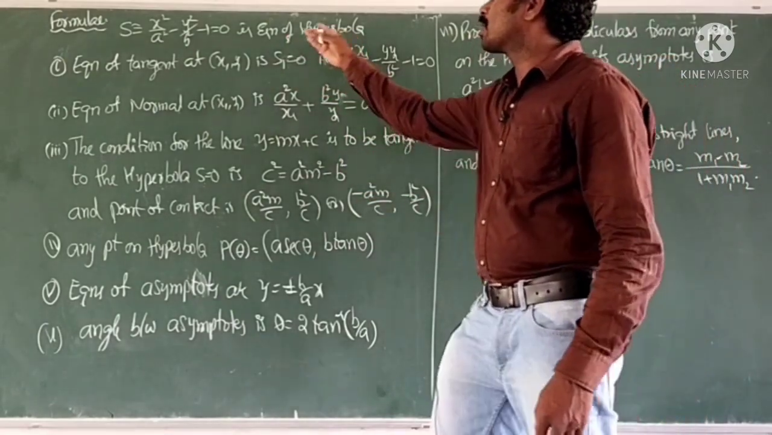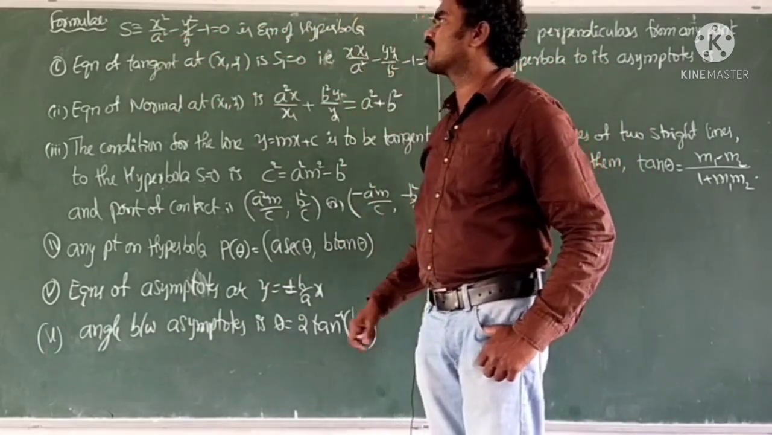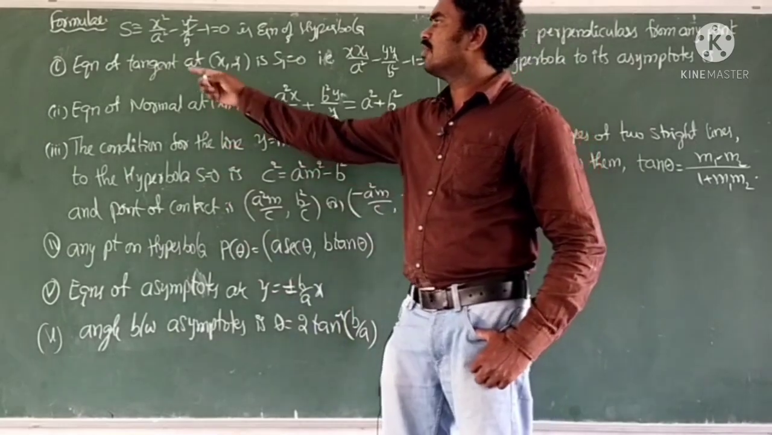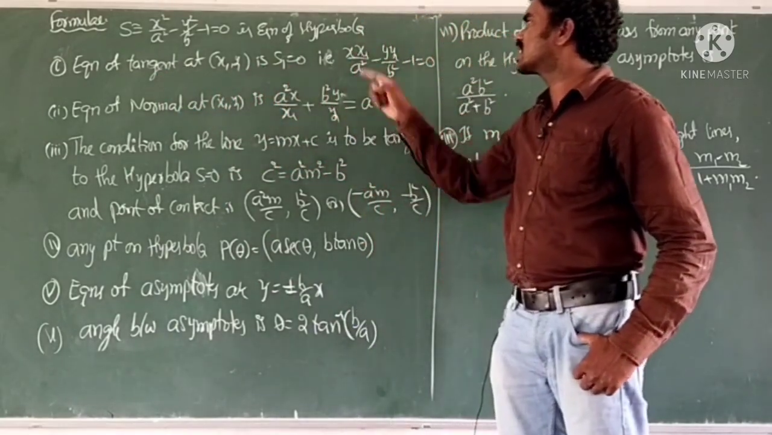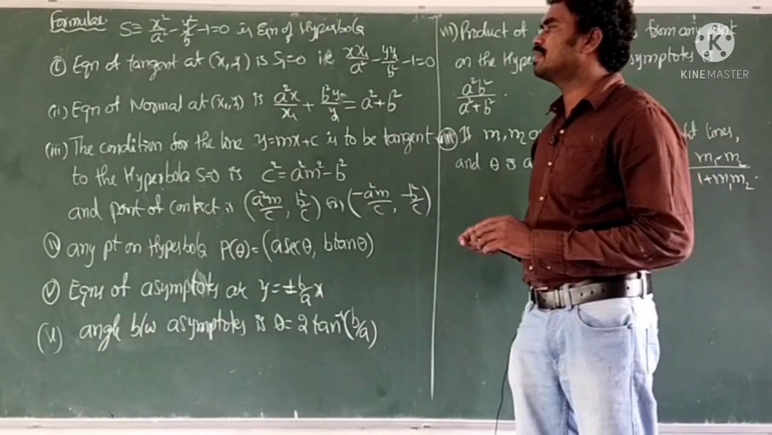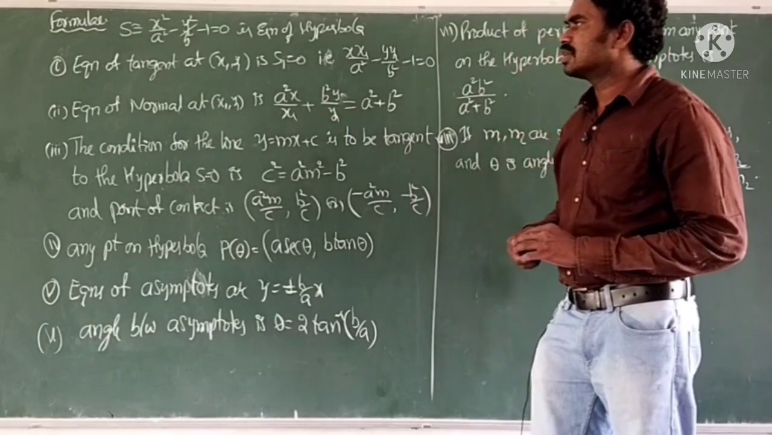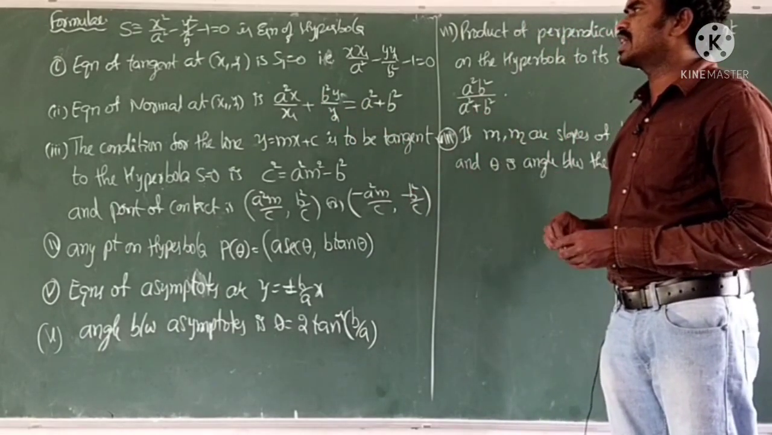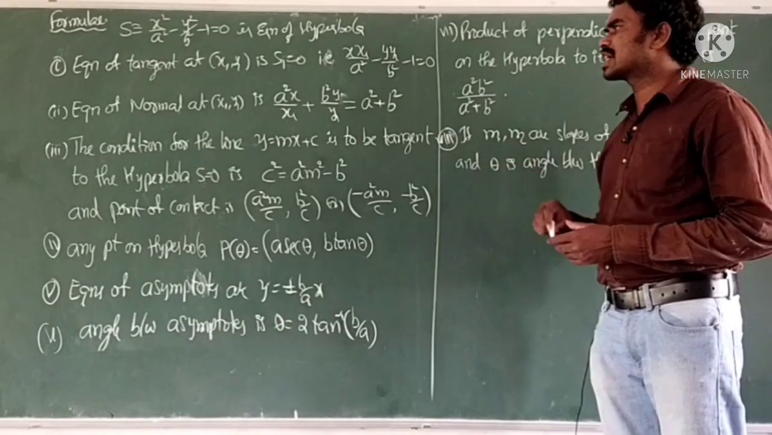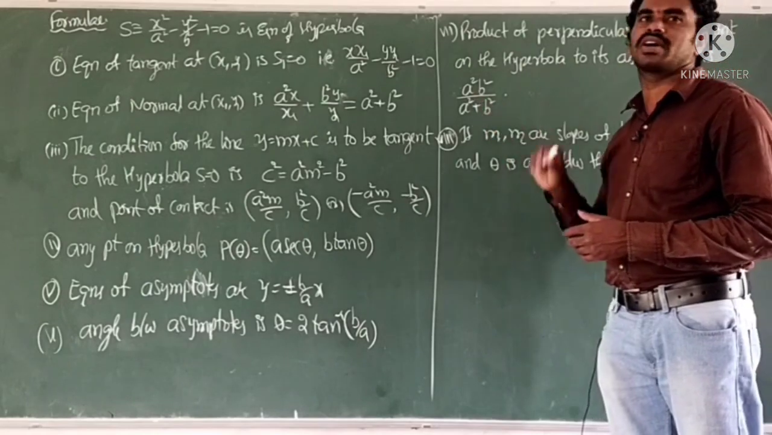Generally the equation of the hyperbola is S: x square by a square minus y square by b square minus 1 equal to 0. The first one: the equation of the tangent at (x1, y1) is S1 = 0, that is x x1 by a square minus y y1 by b square minus 1 equal to 0. Second formula, please note down one by one. The equation of the normal at (x1, y1) is a square x by x1 plus b square y by y1 is equal to a square plus b square.